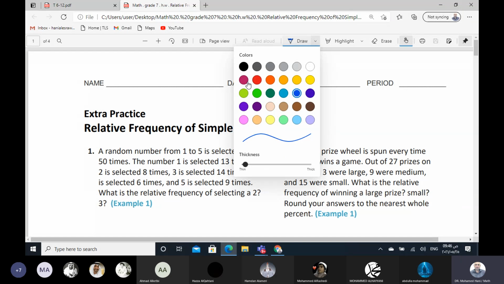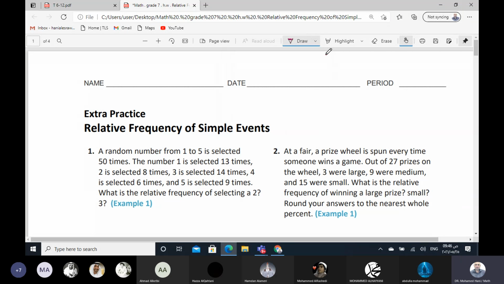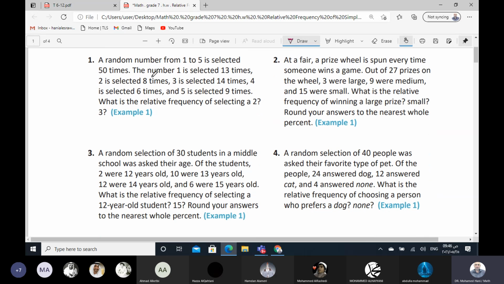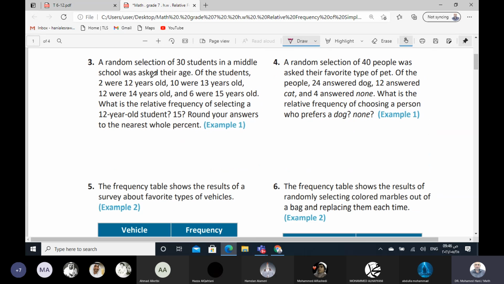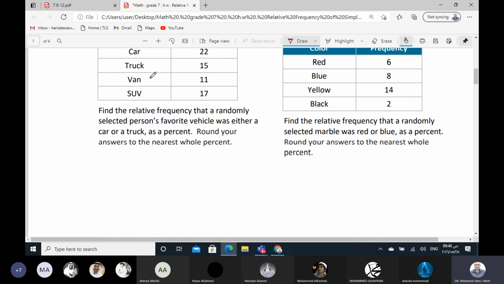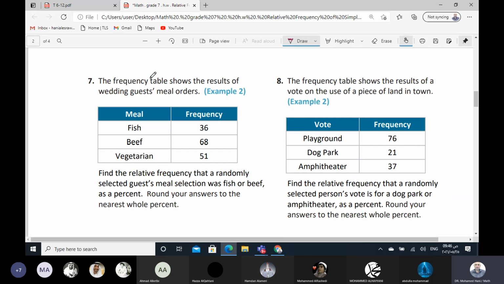Math grade 7. We are in module 10. Today we want to continue our lesson, relative frequency of simple events. We have extra practice. We solved numbers 1, 2, 3, 4, 5, and 6, and we stopped here in number 7, and we will continue inshallah from here. Who can read exercise number 7, please?